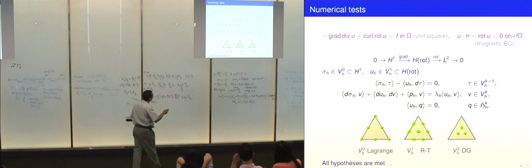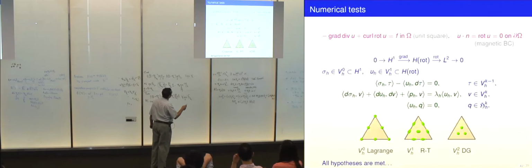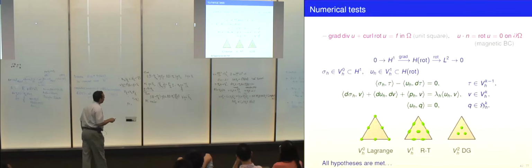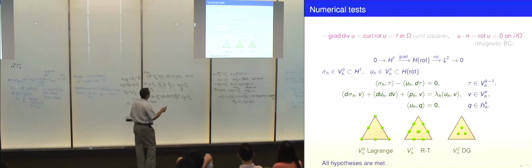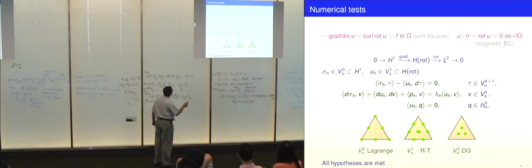So the Hilbert complex is H1, goes by gradient to H rote, vector fields, goes by rote to L2. The finite element method is the mixed method with spaces V0H and V1H contained in H1 and H rote. These are scalars, these are vectors. And here's the system. And I should have, instead of written D's here, this D and the first two D's are gradients, and the second two D's are rotes.